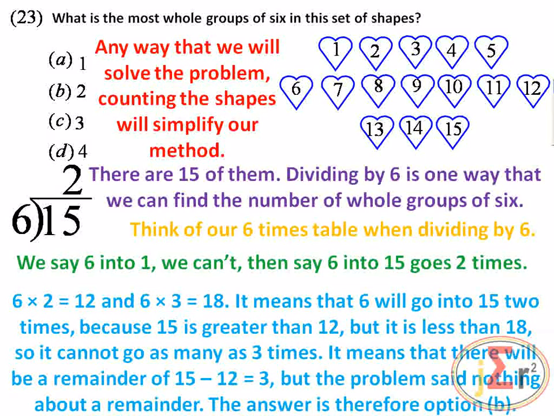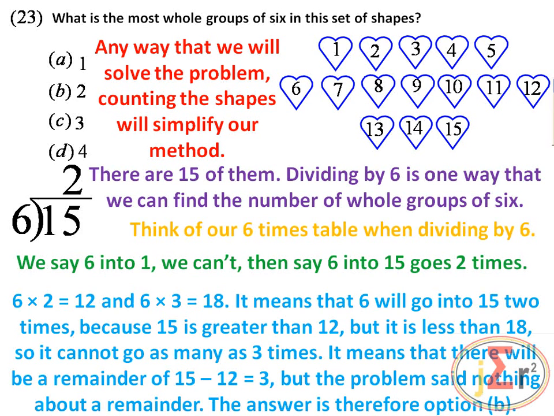18. It means that 6 will go into 15 2 times because 15 is greater than 12, but it is less than 18. Therefore, 6 will not go into 15 all of 3 times because 6 threes are 18. But it will go into 15 as many times as 2 because 15 is greater than 12. So we will get 2 sixes out of 15. So it cannot go as many as 3 times into 15.